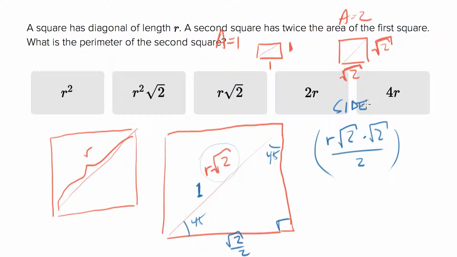But now we don't want a side, we want the perimeter. In a square, when you have the length of a side, the perimeter is 4 times that, right? So you multiply that by 4. This will be our answer. That's perimeter. So root 2 times root 2 is 2. So this is r times 2 over 2 times 4, or r times 4, which you can also write as 4r.